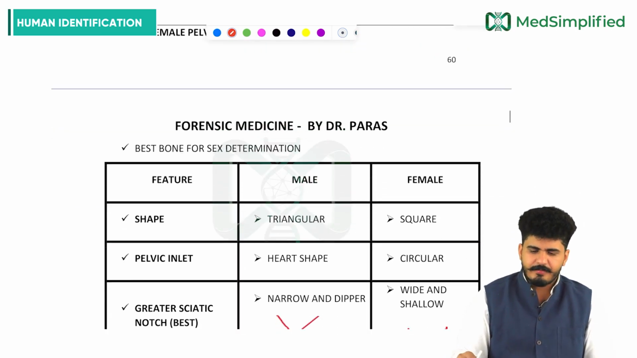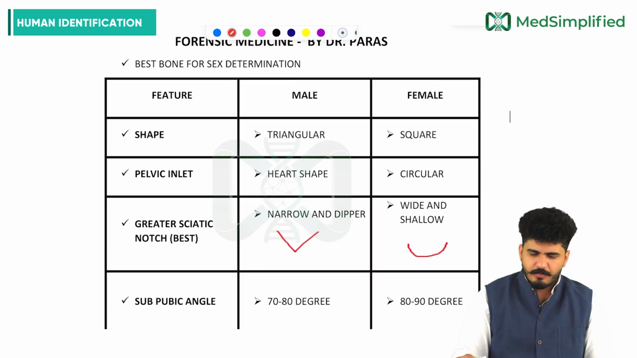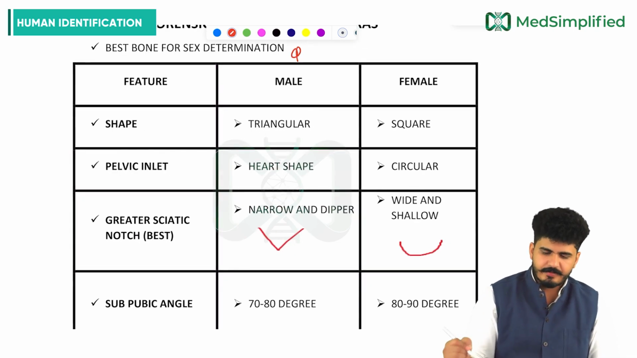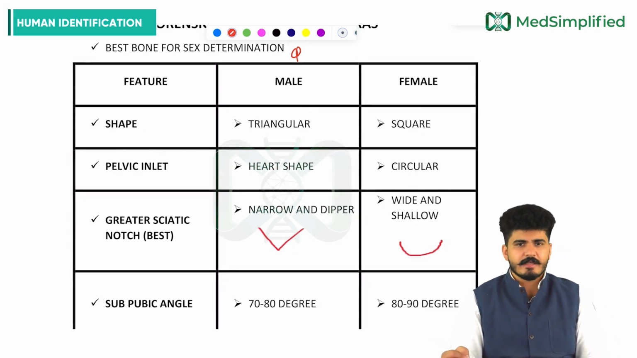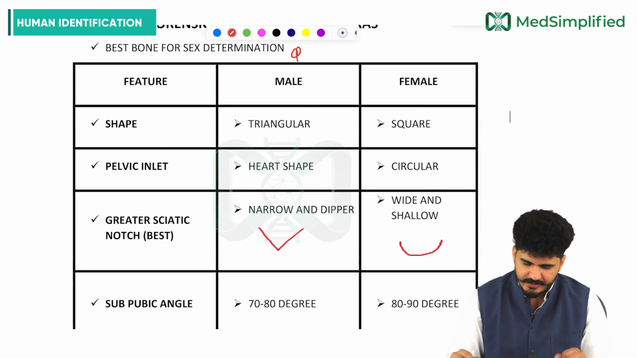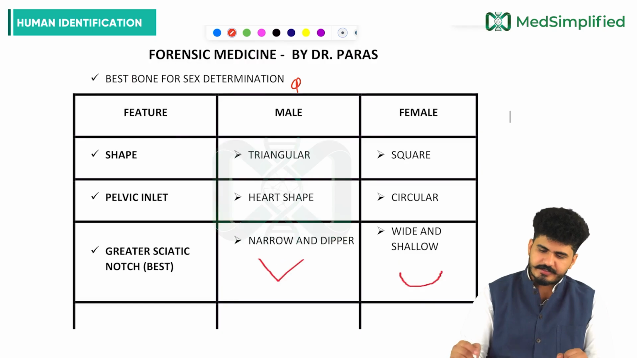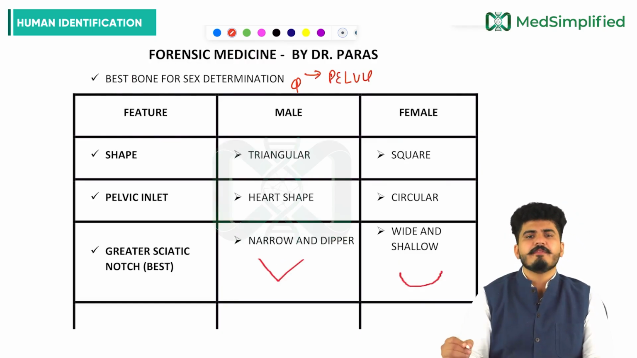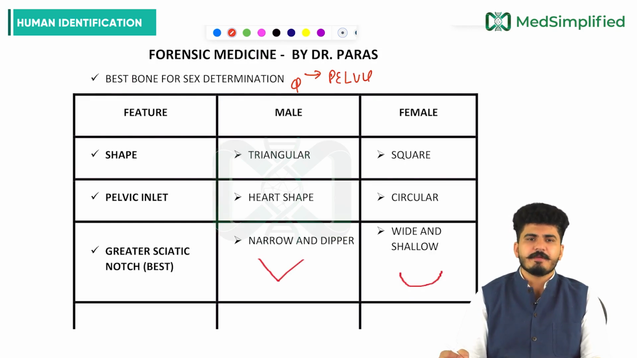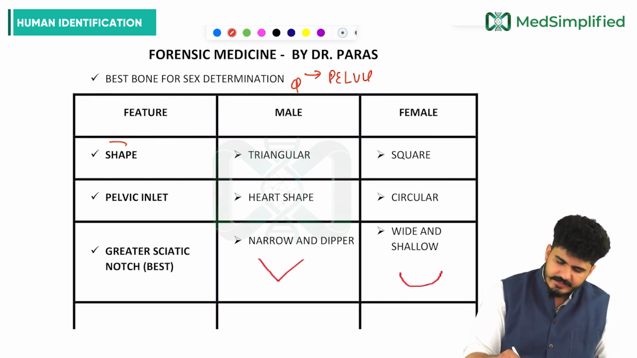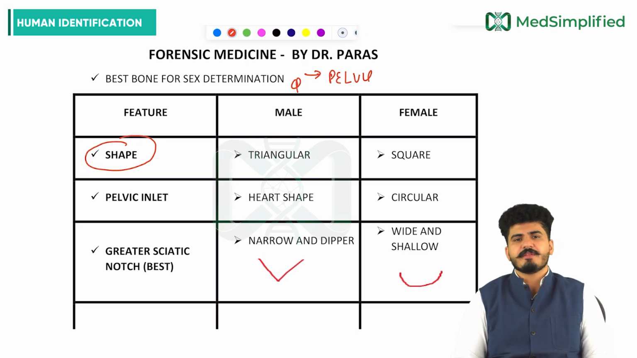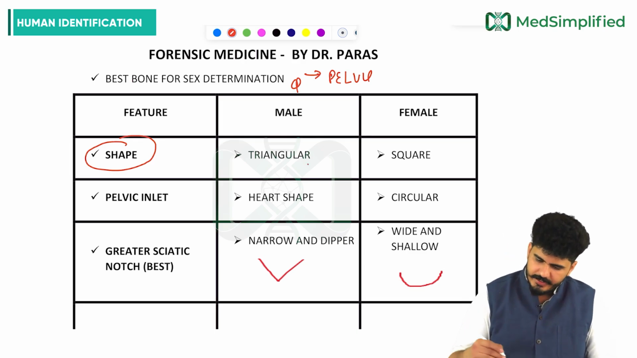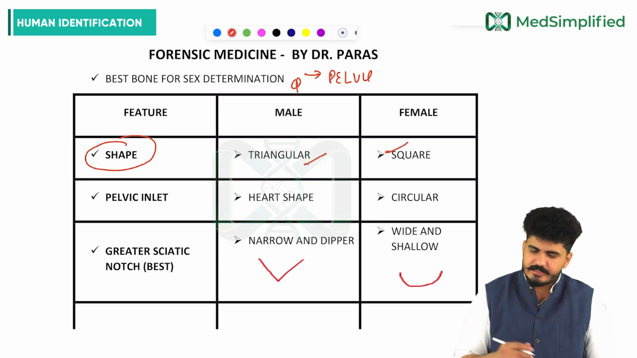Now, male versus female pelvis, my dear friends. What is the best bone for sex determination, sir? Your pelvis. So let's differentiate the pelvis. First of all, let's differentiate the shape of the pelvis. In the male, it is triangular in shape. In the female, it is square shaped.